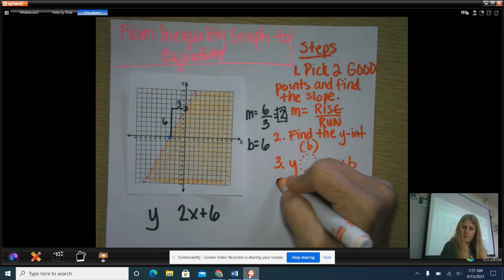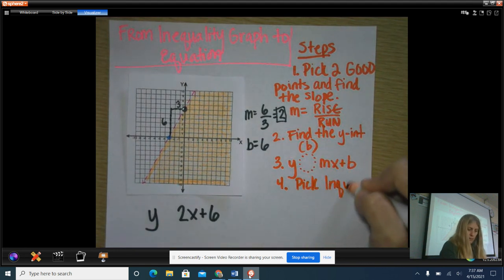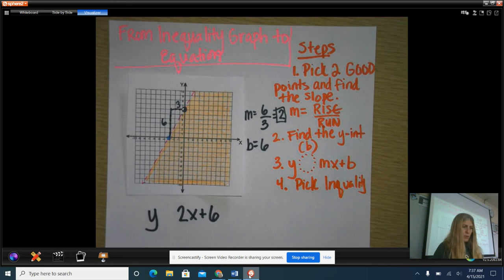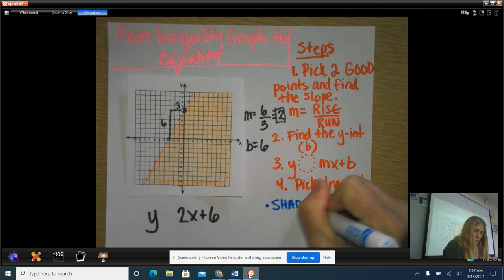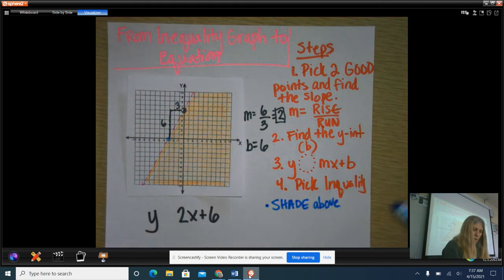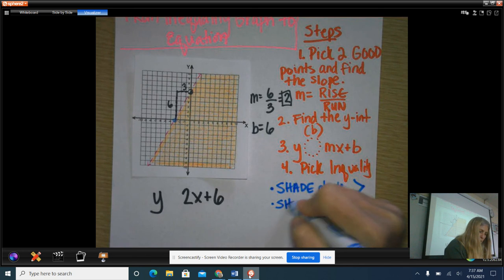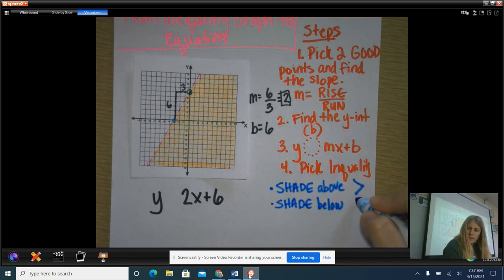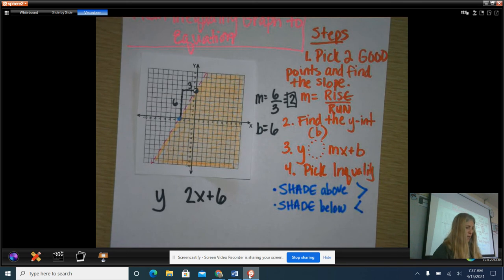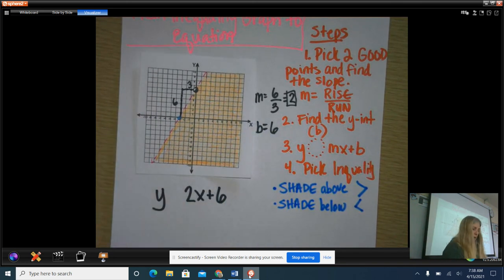Step number 4. Pick your inequality. So if we have shaded above our line, then it's going to be a greater than. If we have shaded below, it's going to be less than. So we take a look and we know we've shaded below the line, so our inequality is going to be a less than.